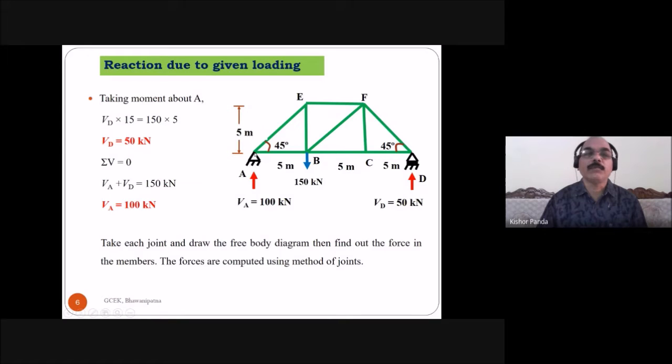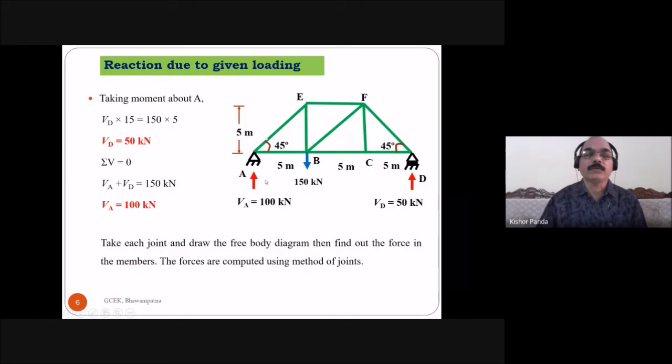Then you take the moment about the support A. So VD into 15 is equal to 150 into 5. The direction of VD is anti-clockwise, and due to this load the moment direction is clockwise about the support A. Then you can find VD. VD is equal to 150 into 5 by 15, so this is equal to 50 kilonewton. So here you got the reaction at support D as 50 kilonewton.